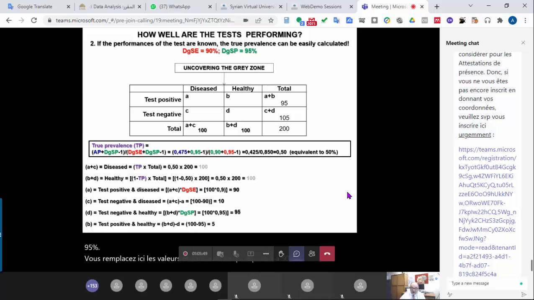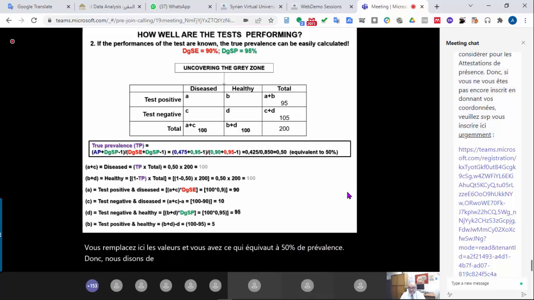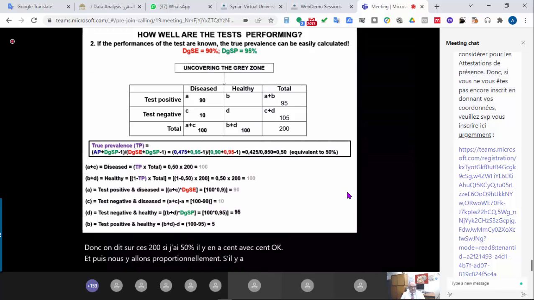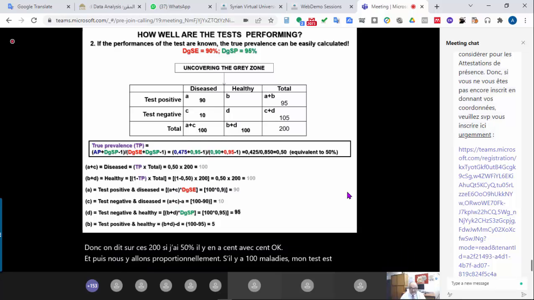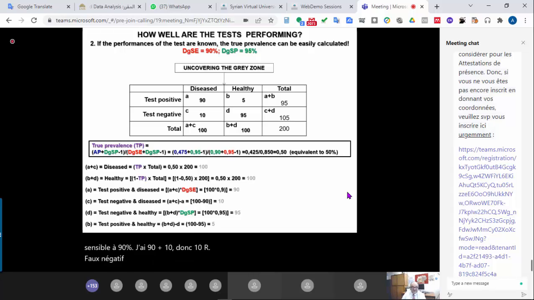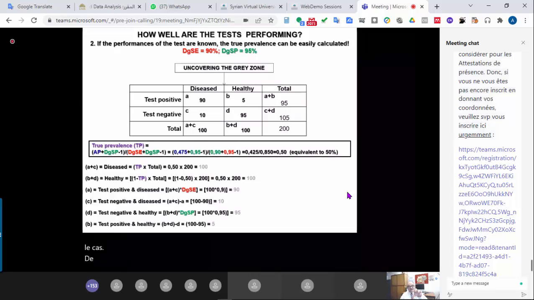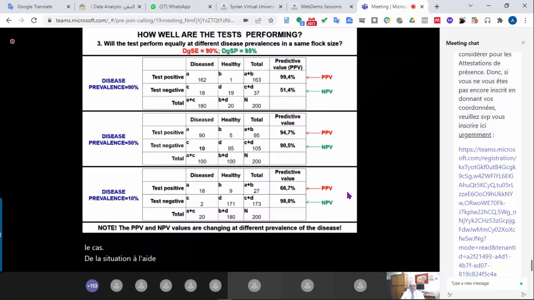So we say, yeah, out of this 200, if I have 50%, there are 100 with 100, okay? And then we go proportionally. If there are 100 diseased, my test is 90% sensitive. I have 90 plus 10. So 10 are false negatives. And the same applies for the specificity. 5 are false positives. So this is our clarification of the situation using a test with known performances.